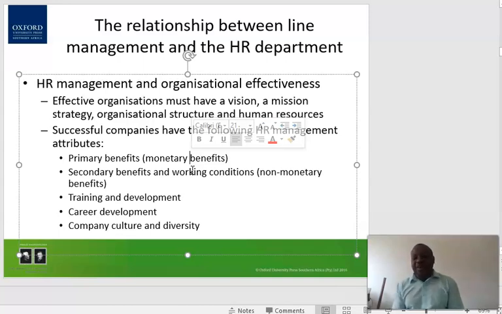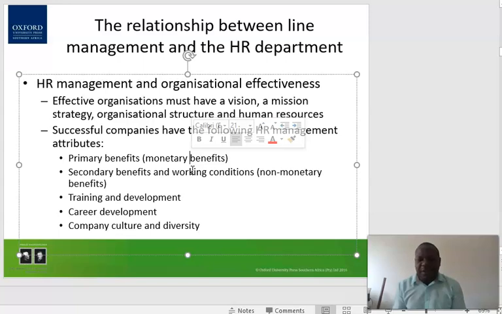Then there are also what are known as secondary benefits. These are non-monetary benefits. For example, some benefits that you may be offered, like a company car, a company house, and so forth, which may not necessarily be monetary benefits. So both primary benefits and secondary benefits play a key role in motivating people. They also play a key role in ensuring the general welfare of the employees.